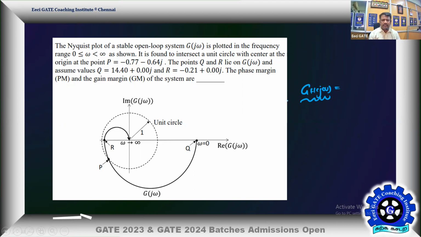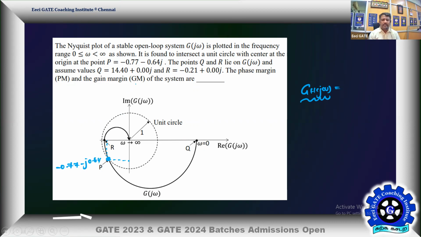It is found to intersect a unit circle with center at the origin at point P. That means the polar plot is found intersecting a unit circle with a center at the origin at point P. What is the point P? Point P is mentioned as minus 0.77 real, minus j0.64. This is where the plot is intersecting the unit circle.